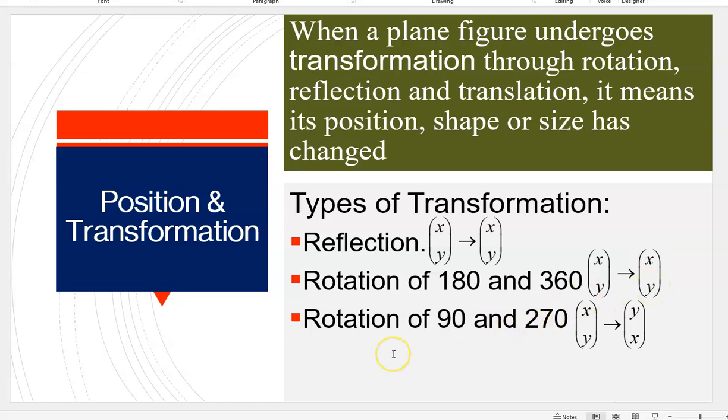When you rotate 90 degrees or 270, whether clockwise or anti-clockwise rotation, the position of x and y coordinates change. As you can see here, xy now maps to yx. After your formula, either y will be negative or x will be negative.